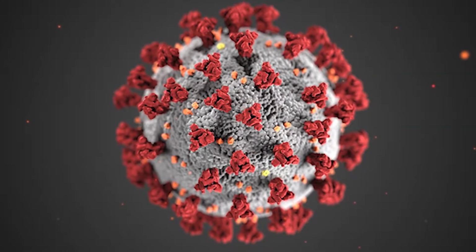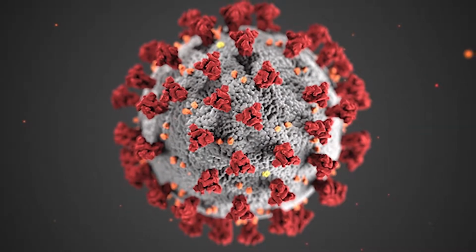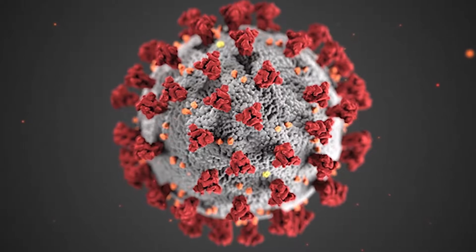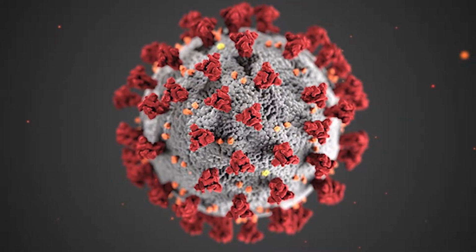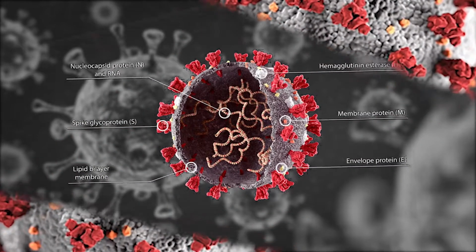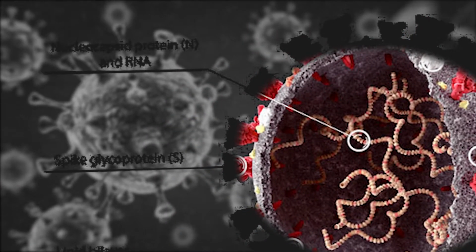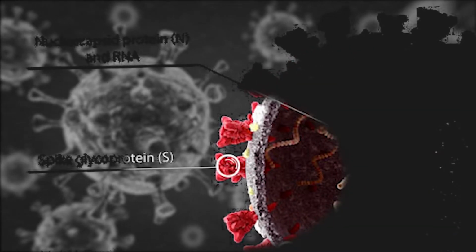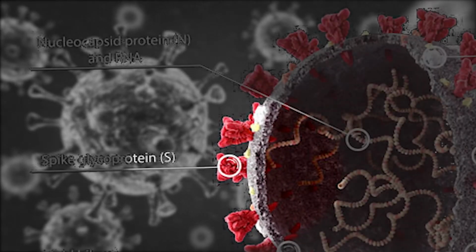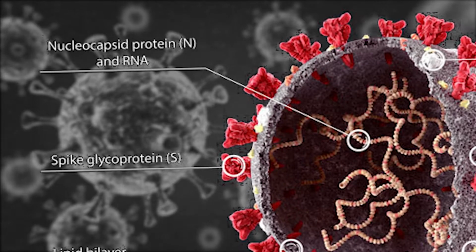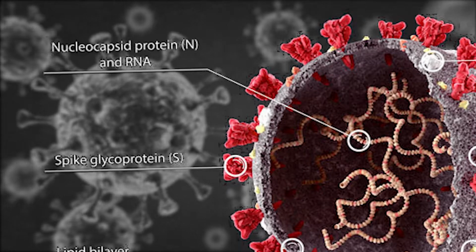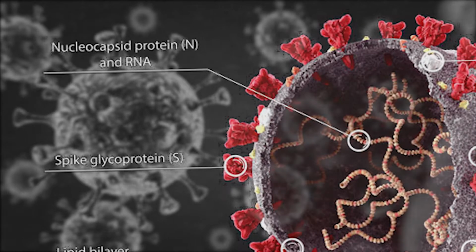If we're going to defeat the coronavirus, then we're going to need to know how it works. Let's dive in. Now, the two main proteins that we want to focus on here are the nucleocapsid protein, or N protein, and the spike glycoprotein, or S protein. Both of these serve integral roles to the virus, and will come up later when we start analyzing our data.